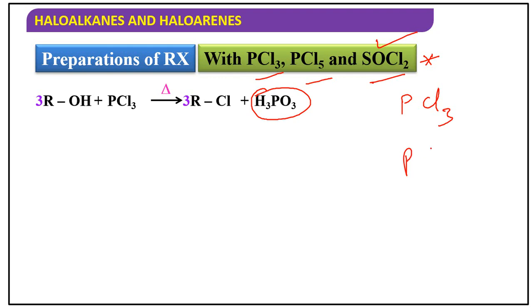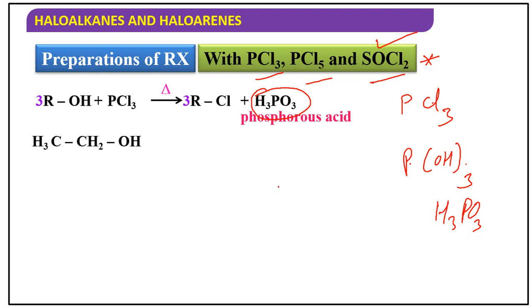PCl3, here P(OH)3. The chlorine and hydroxide are exchanging. The chlorine is going to the alkyl group, and the OH is coming here. So this P(OH) taken thrice is nothing but H3PO3. Easily you can remember, phosphorous acid, this name.